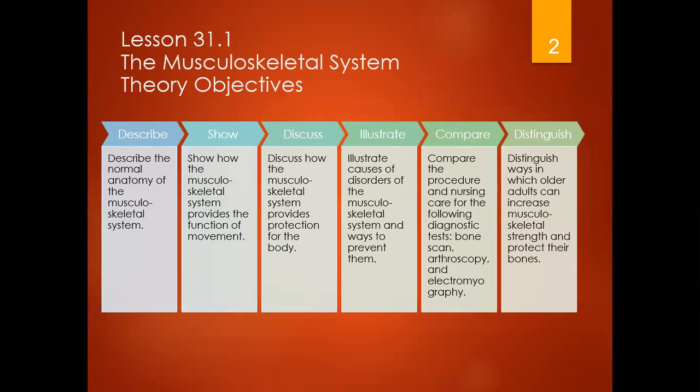discuss how the musculoskeletal system provides protection for the body, illustrate the causes of disorders of the musculoskeletal system and ways to prevent them, compare the procedure and nursing care for the following diagnostic tests: a bone scan, arthroscopy, electromyography, and distinguish ways in which older adults can increase musculoskeletal strength and protect their bones.